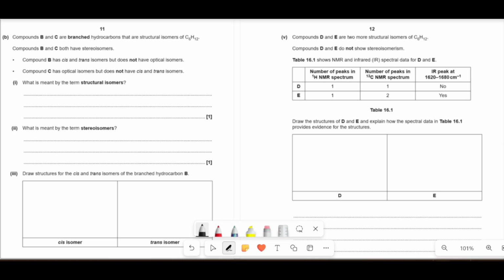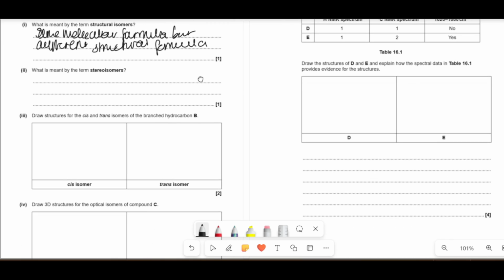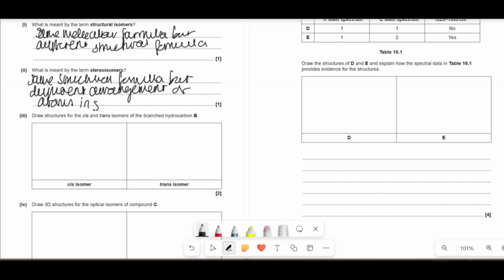Now it says, compound B and C are branched hydrocarbons that form structural isomers of those. They're stereoisomers. B has cis and trans. It doesn't have optical isomers. C has optical isomers, but no cis and trans. So what's a structural isomer? It is the same molecular formula, but different structural formula. All right, and then stereoisomer it's where you've got the same structural formula, but different arrangement of atoms in space.